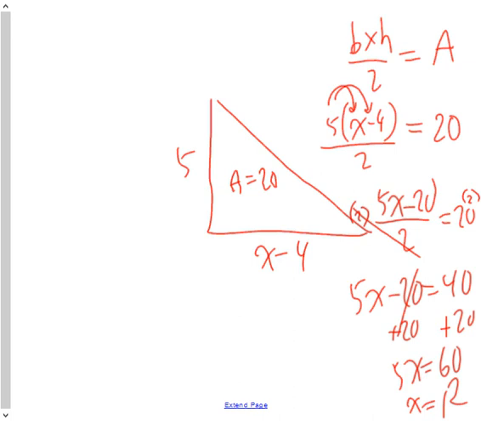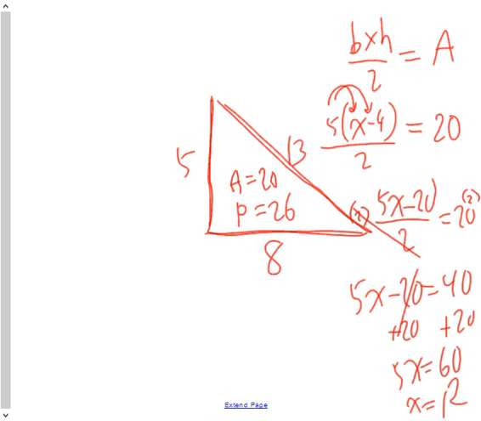Okay? But we're not done. Again, since we now know that x equals 12, I can substitute it in here. And instead of being 12 minus 4, that's going to tell me that the base of this is 8. And the perimeter will be 5 plus 8 plus 13, which is 13 plus 13, which is 26. I think. Is that right? Did I make a mistake? We good? Okay.